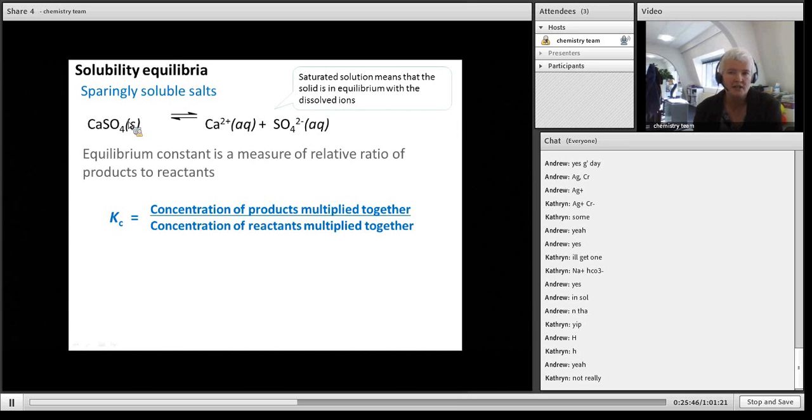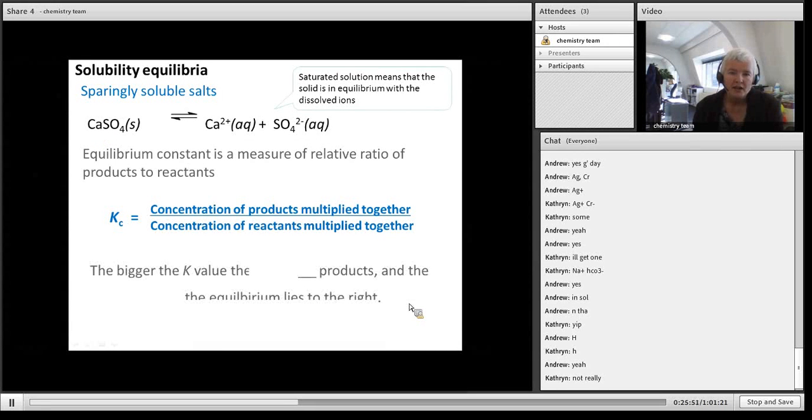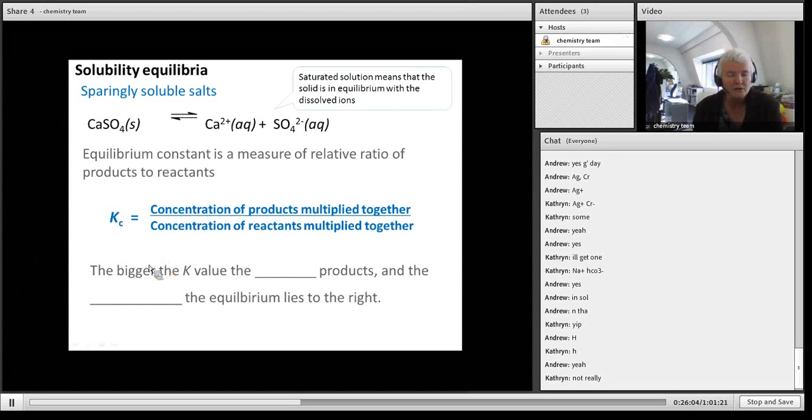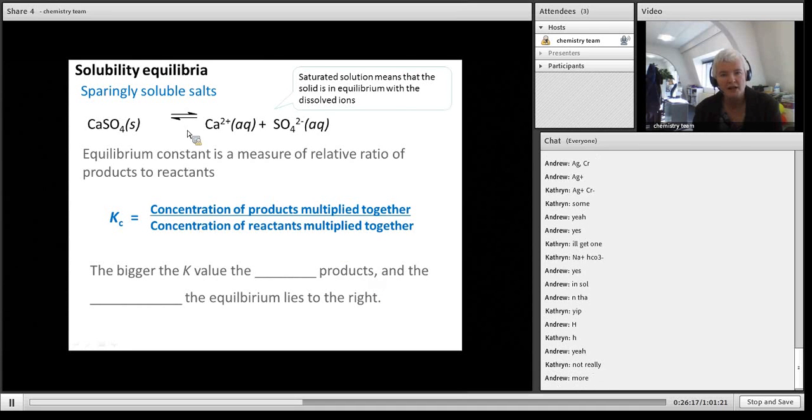That's my saturated solution. Right, so if I'm looking at my calcium ions and sulfate ions, and I'm multiplying their concentrations together, and I'm dividing it by the reactants, what can I say about the K value? So if I've got a big K value here, what can you tell me about the products? Have I got more products or less products? In other words, is the equilibrium lying very much to the right, so I'm getting more products if my K is big? Okay, more, correct.